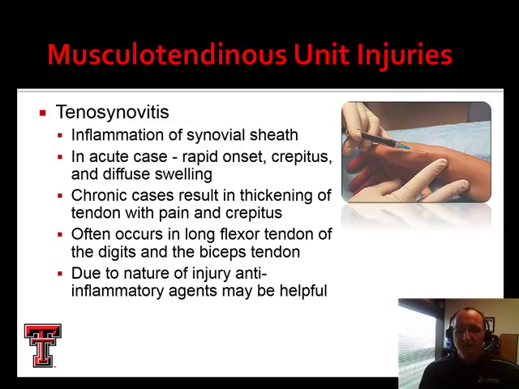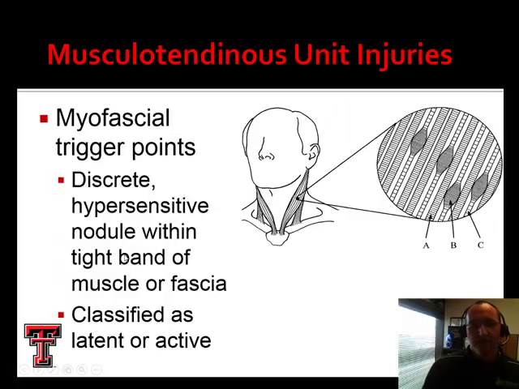Okay, we see these in the thumb quite often in stick and ball sport athletes. So this patient's being injected in the tenosynovium of the abductor pollicis longus. This is an acute inflammation, and anti-inflammatories are usually pretty helpful in knocking these out.